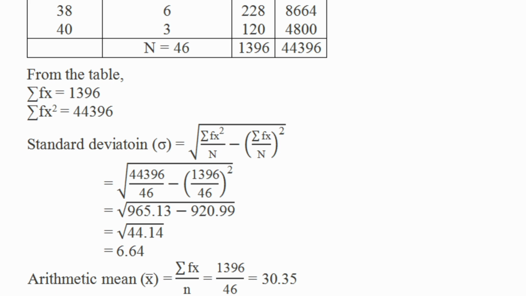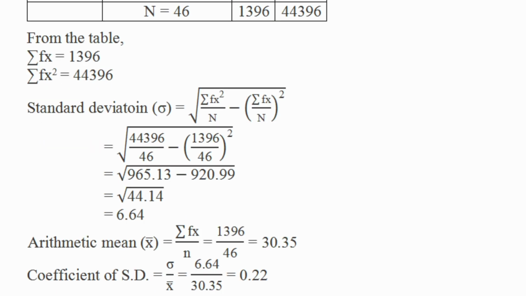Now, let's calculate the arithmetic mean for the calculation of the coefficient of standard deviation. Arithmetic mean x bar equals summation of fx divided by n, which equals 1396 divided by 46, which equals 30.35. Now, coefficient of standard deviation equals standard deviation sigma divided by mean x bar, which equals 6.64 divided by 30.35, which equals 0.22. Therefore, the standard deviation is 6.64 and its coefficient is 0.22.